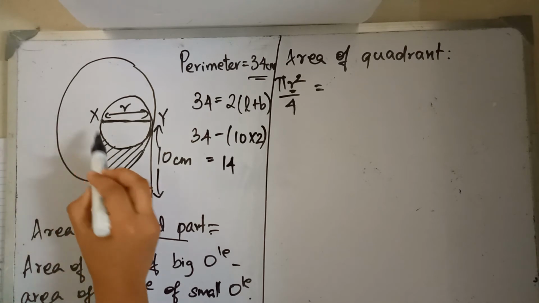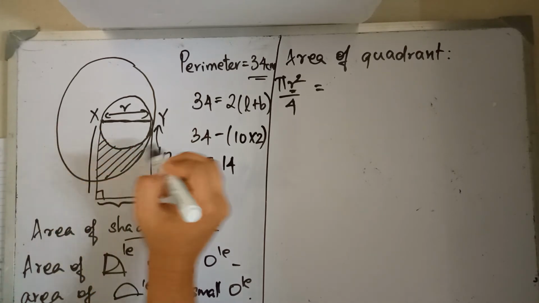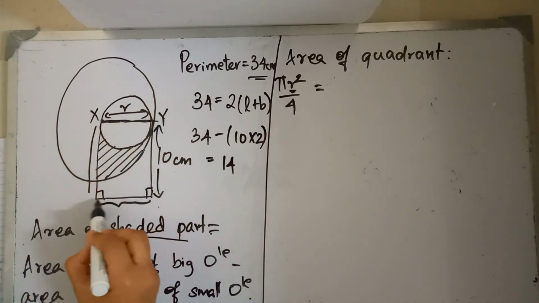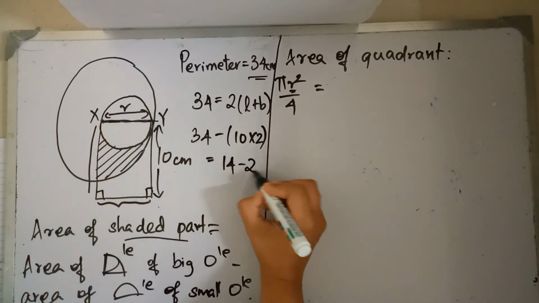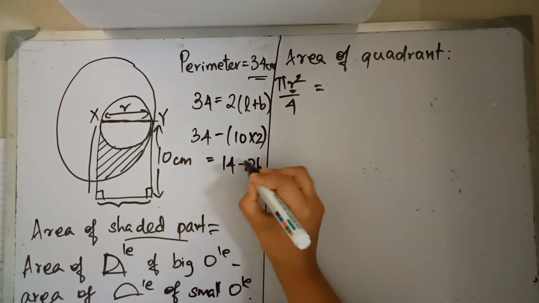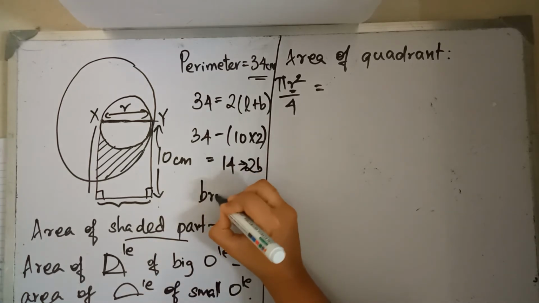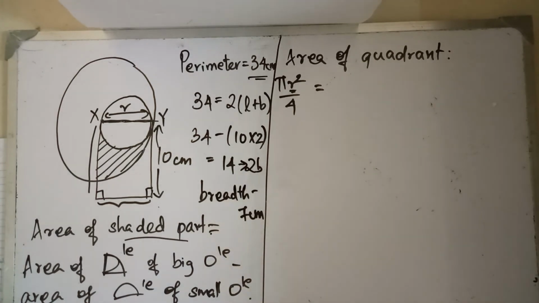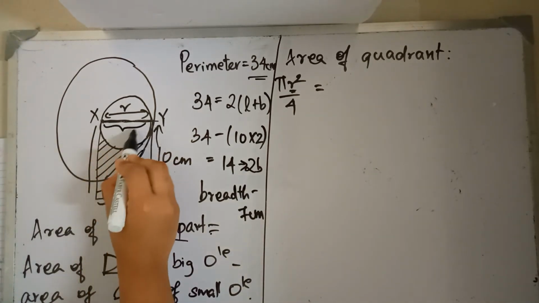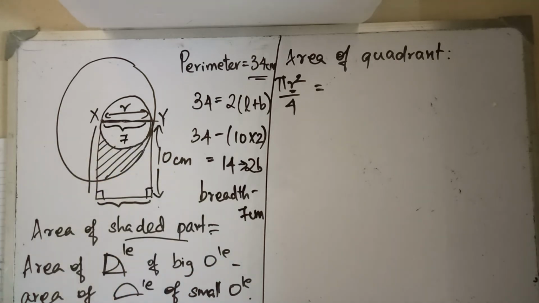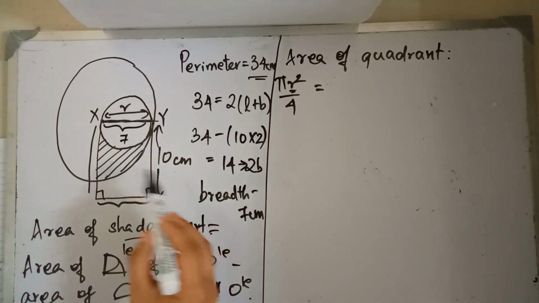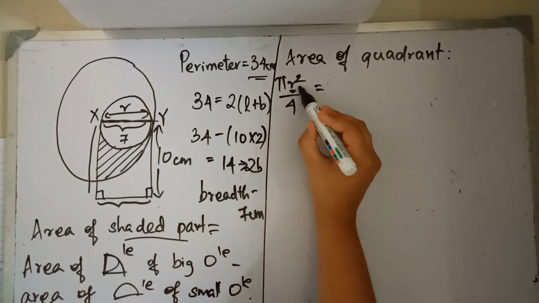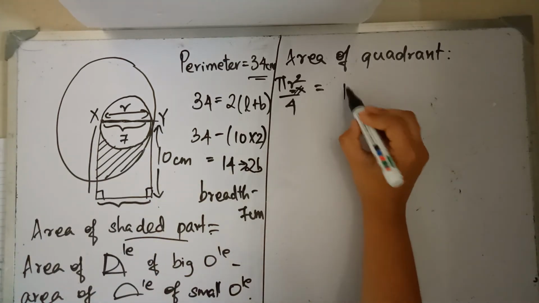Why 10 into 2? This whole thing is the perimeter. We know the length of this and this, 10, 10. So we have subtracted, and now we have the length of 2 breadths. This is 2 breadth. Then the value of the breadth alone will be 7 cm. So using the perimeter and the length, we have found out the value of the breadth, which is equal to the value of the radius.